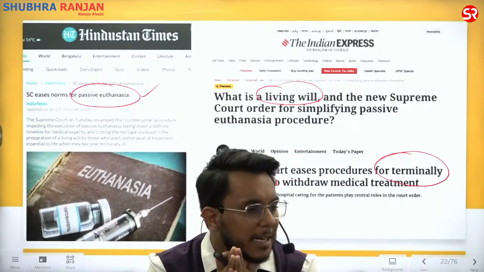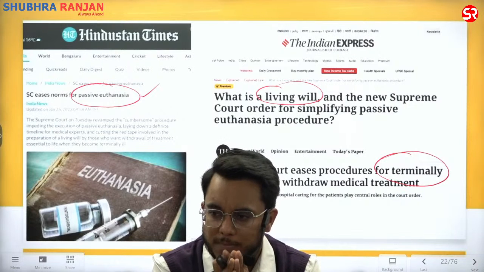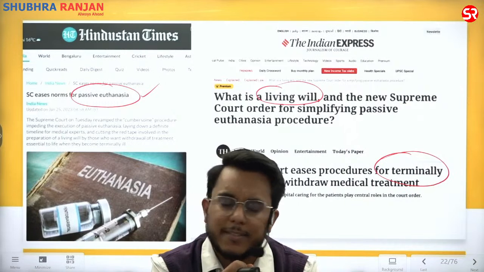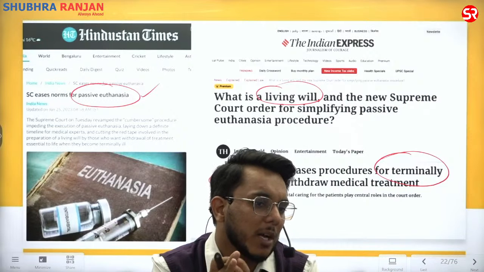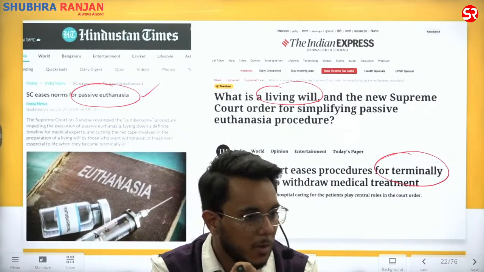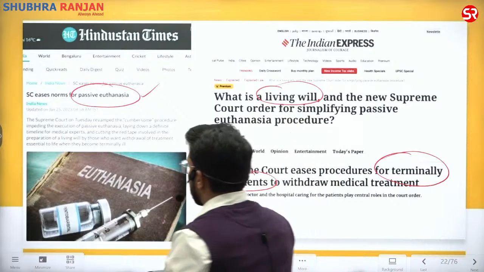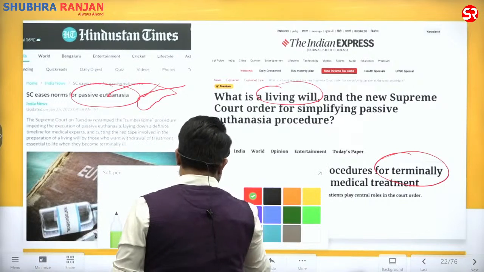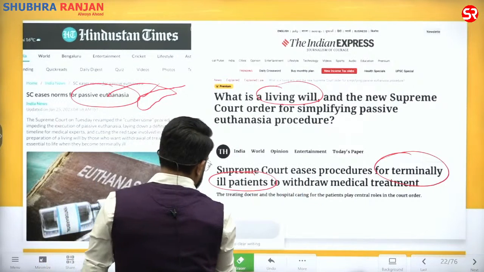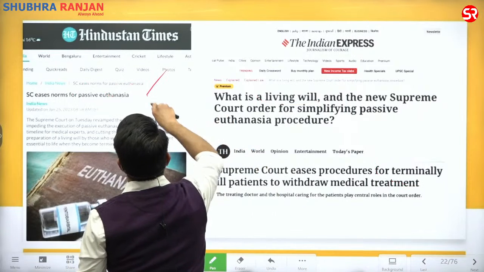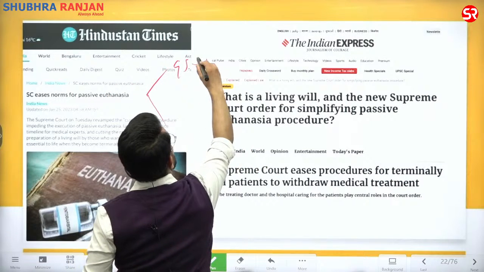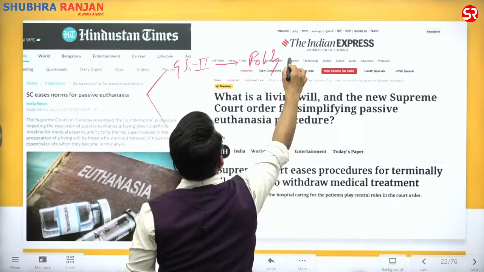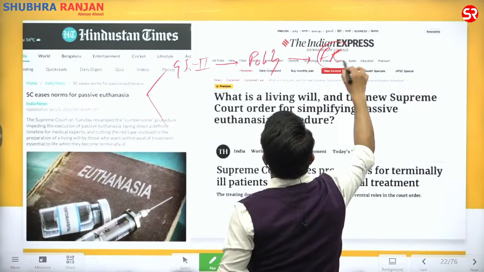Now we are going to understand, first of all, what this entire issue is all about. Then we'll see what changes have come in this direction. And then we'll see what the utility of this topic is for the examination. So this topic is going to be very important for GS paper number 2, polity, within the polity, the scope of fundamental rights.